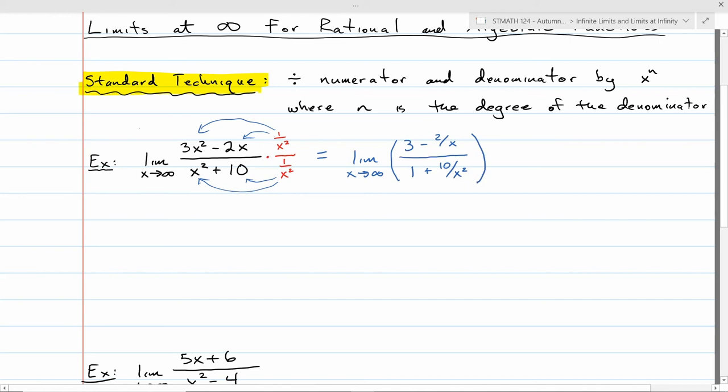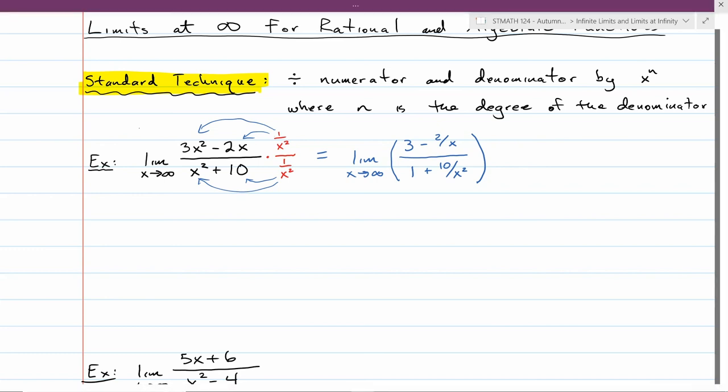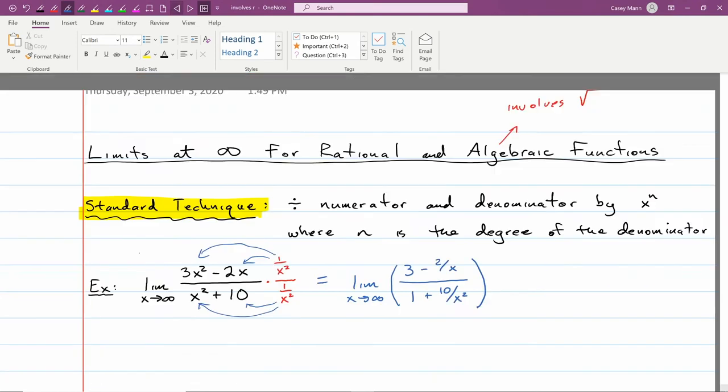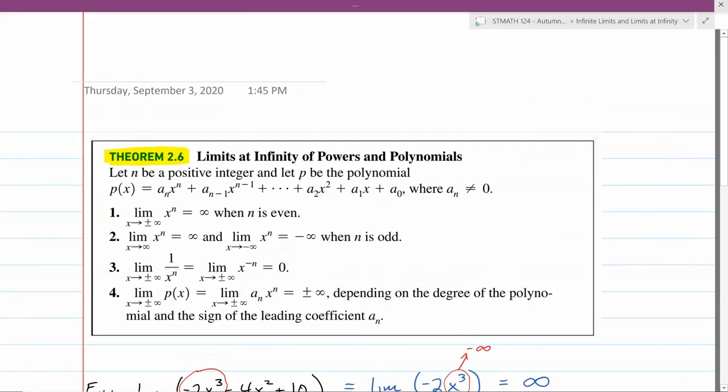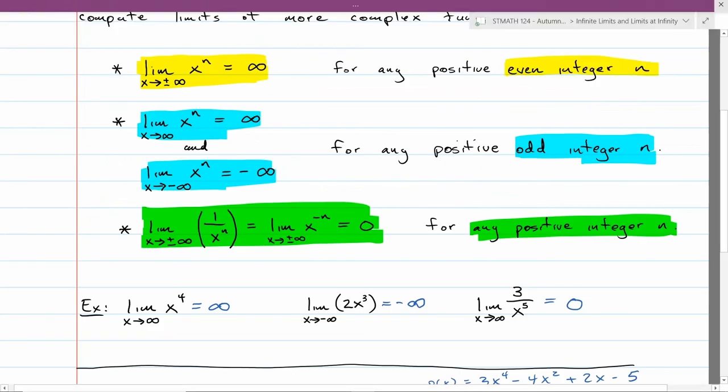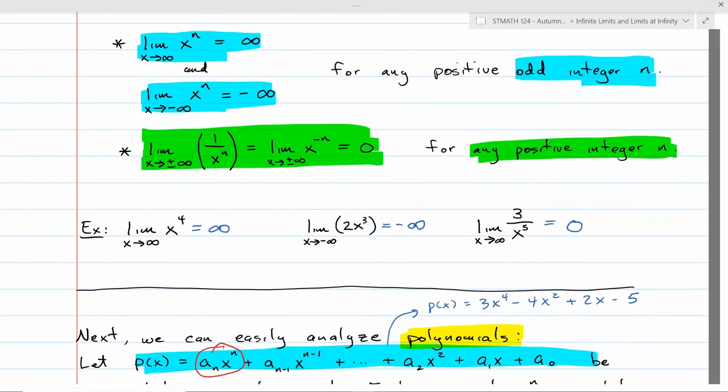Now, why is this good? Well, the reason it's really good is because one of these little atomic level nuggets that we were talking about earlier is, what do you get when you have a 1 over x to the n, the green one here? So anytime you're taking the limit, doesn't matter whether x is going to plus or minus infinity, 1 over a power of x is going to 0.